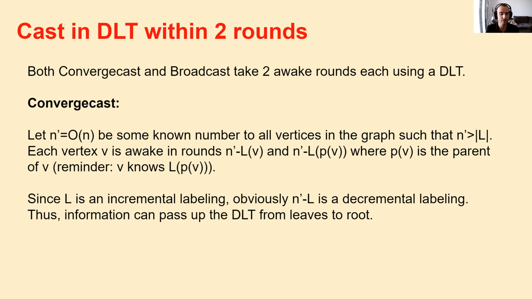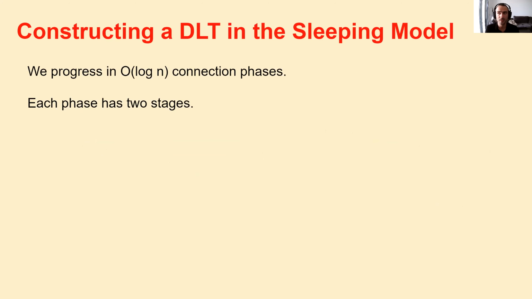So we can see the power that the DLT gives us for propagating information up and down its structure. All we need really is to construct the DLT in the sleeping model, which is the challenge. We do this by progressing in O(log n) connection phases, and each phase has 2 stages.